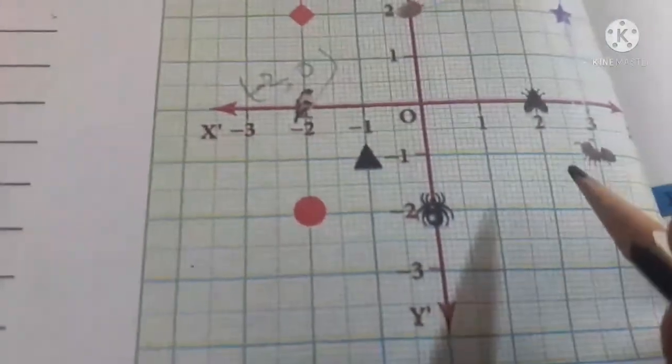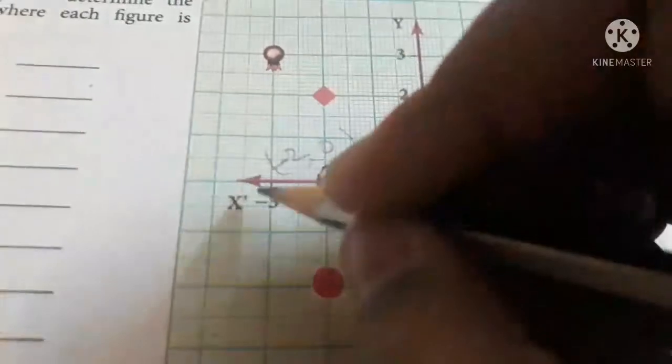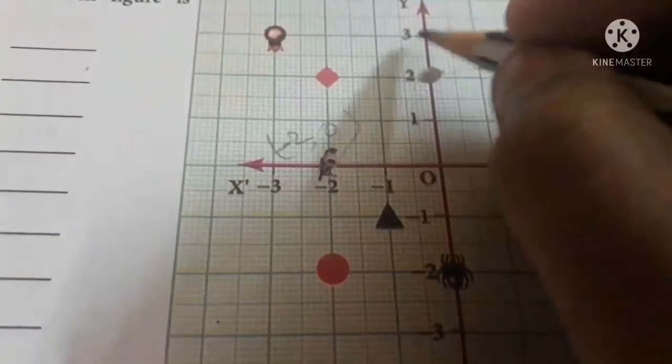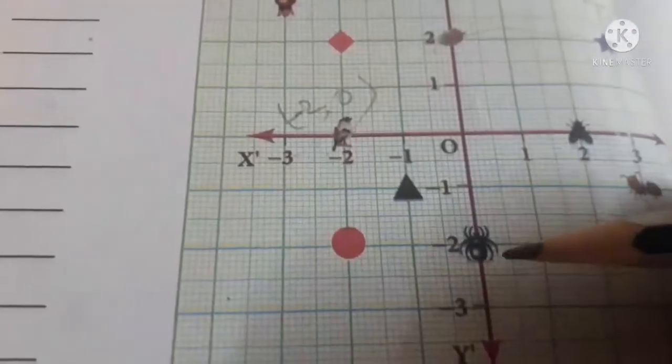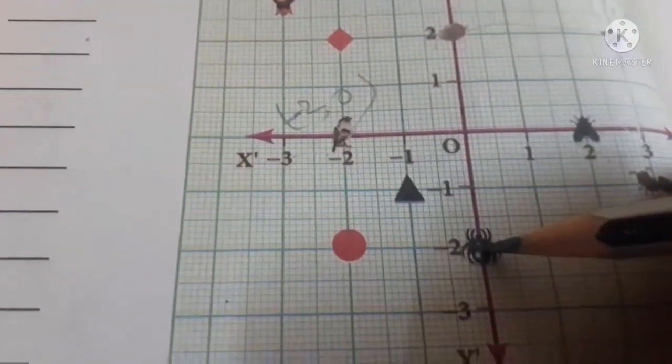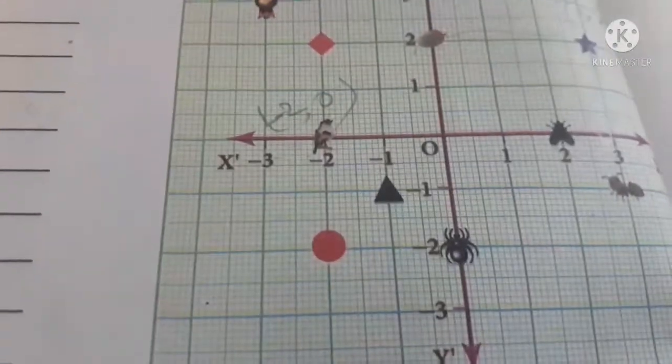That's it. Where is the medal? The medal is here. So the x coordinate is minus 3 and the y coordinate is 3. Therefore, minus 3 comma 3. The spider is here. It lies on the y-axis. Therefore, the x coordinate will be 0. Therefore, it is 0 comma minus 2.